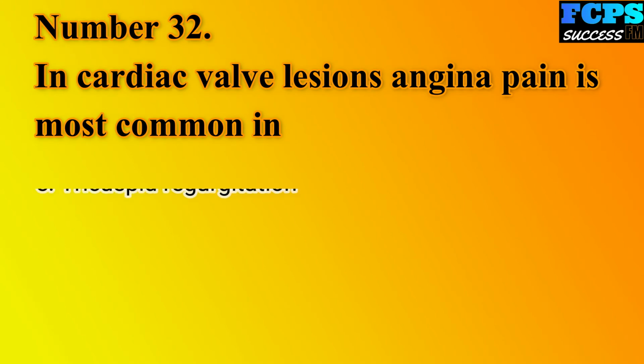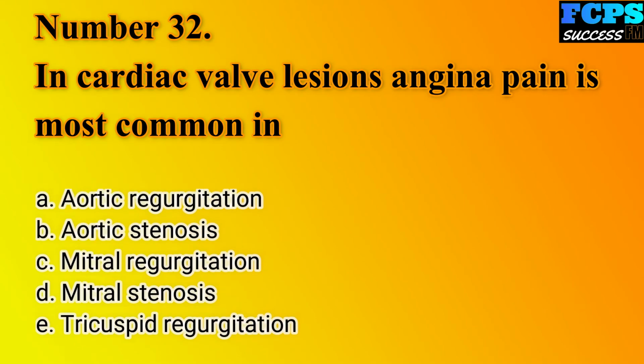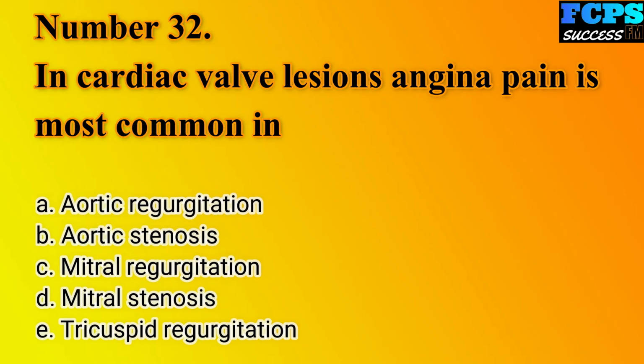Number 32. In cardiac valve lesions, angina pain is most common in A. Aortic regurgitation, B. Aortic stenosis, C. Mitral regurgitation, D. Mitral stenosis, E. Tricuspid regurgitation. Correct option is B. Aortic stenosis.